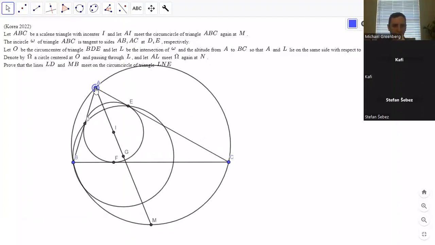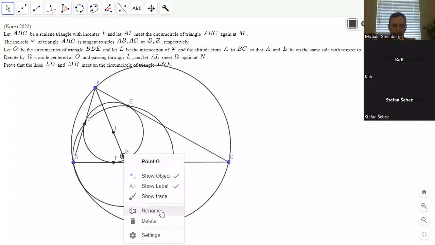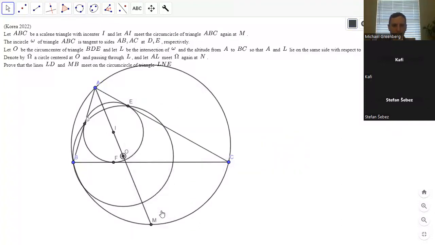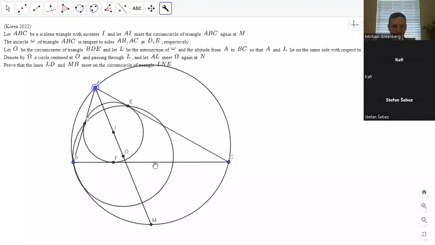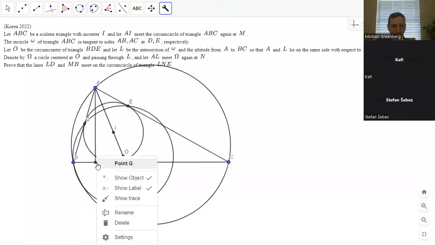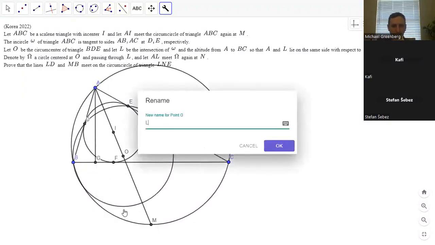Does it lie on A? Yeah, because it has to lie on the perpendicular bisector of BE. So we call that O. L is the intersection of the altitude from A to BC. So that's L.